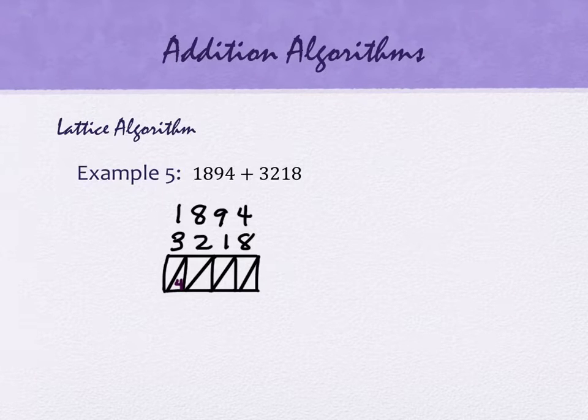So like on the next one, 8 plus 2, that's 10. Well, that's a 1 in the top left, 0 in the bottom right. 9 plus 1 is 10. 1 in the top left, 0 in the bottom right. And then 4 plus 8 is 12. 1 in the top left, 2 in the bottom right. Okay, so we're separating the 2-digit numbers that we get into the tens digit and the ones digit. That's what we're really doing.